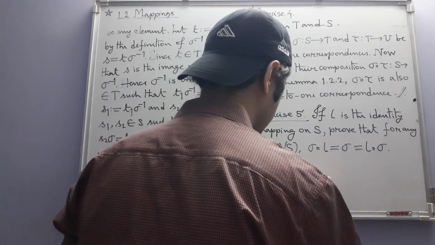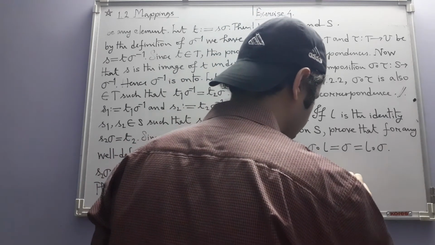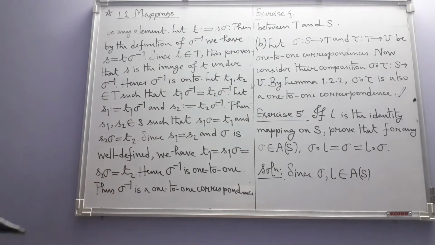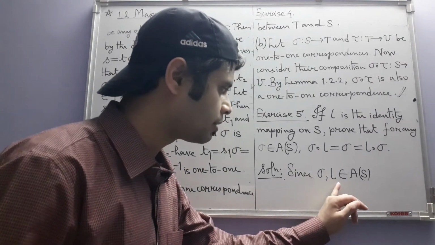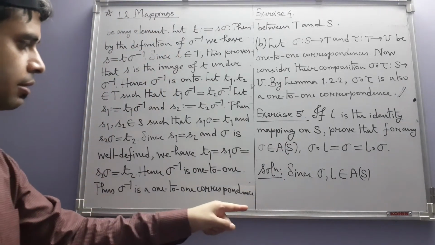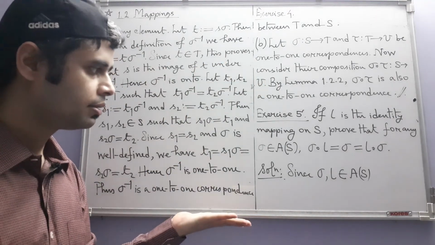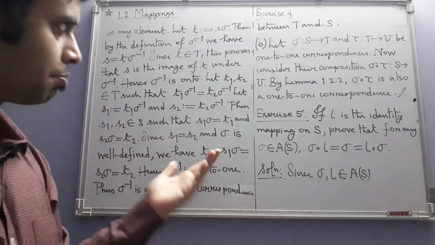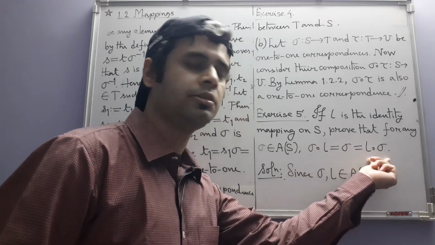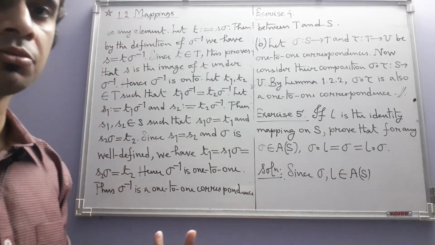Since sigma and iota are both elements of A of S, that means both are one-to-one correspondences of S to itself. So we can apply the result of the previous exercise here, and what will be our conclusion? Particularly part B, that will tell us that this composition and this composition are also elements in A of S, because they are also one-to-one correspondences.